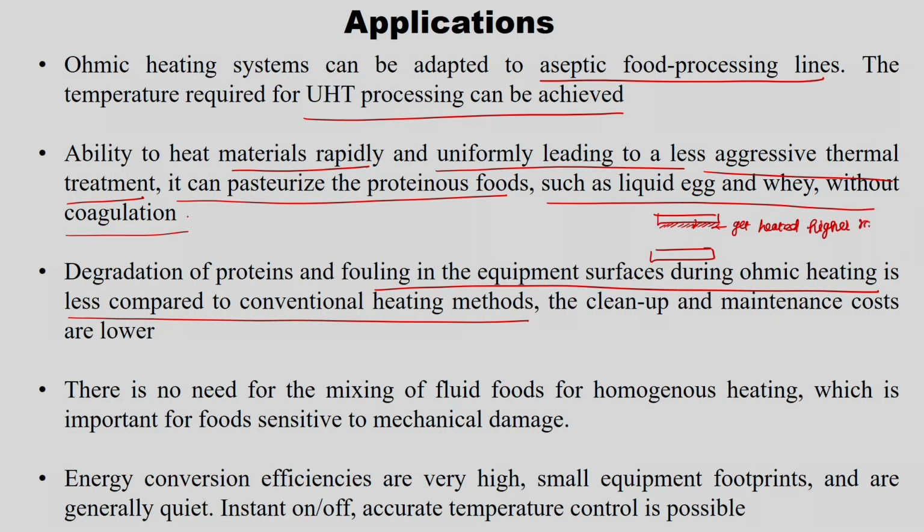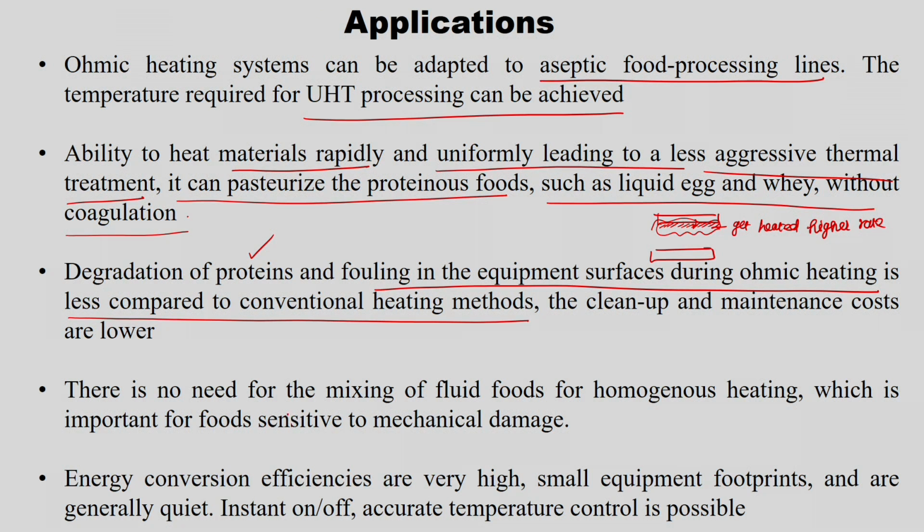heated at a higher rate, right. Why is it a higher rate? Because this may not be able to move. So, in that case, it gets heated at a higher rate. This may be the problem. Degradation of proteins and fouling on the equipment surface is less in ohmic heating compared to the conventional heating method. So, the overheating near the heating surface is less in ohmic heating compared to conventional heating.